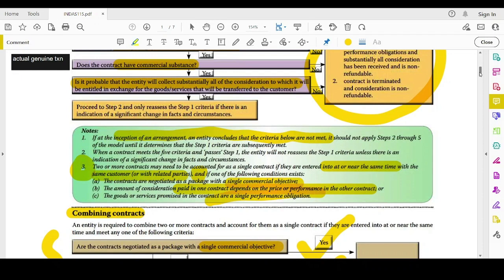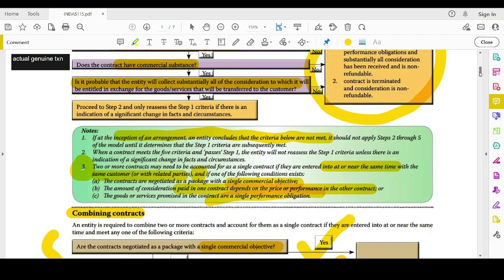Or B: the amount of consideration paid in one contract depends on the price or performance of the other contract. Since I already have the contract with ABC Limited, BCD Limited will also ask me to produce at a discounted rate, otherwise they will not give me that contract, right? So the amount of consideration paid in the BCD contract is dependent on the price or performance of the ABC Limited contract. So this also can be treated as a single contract.